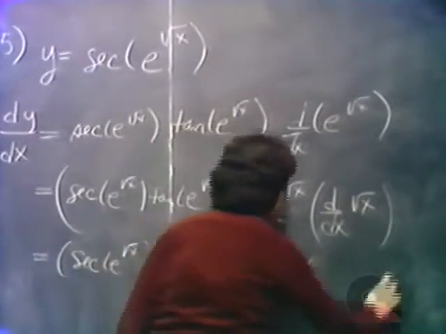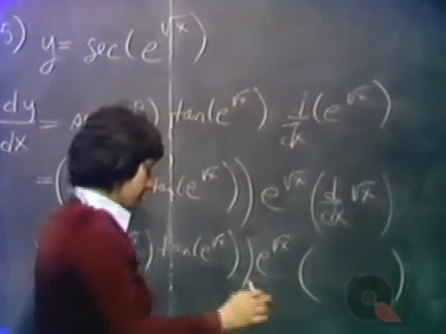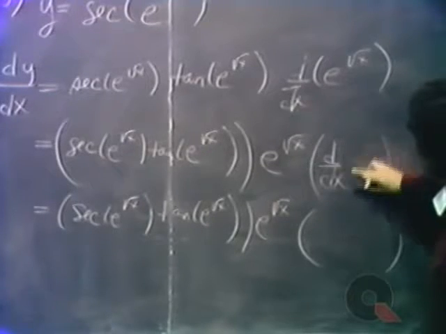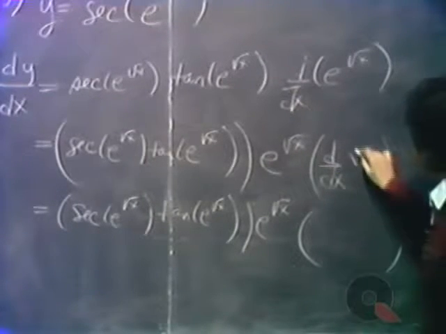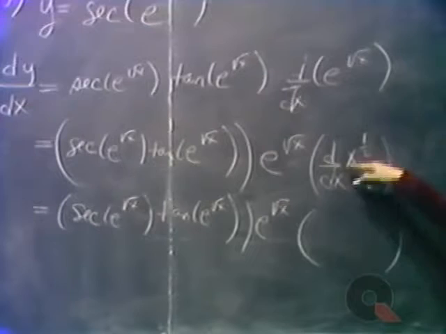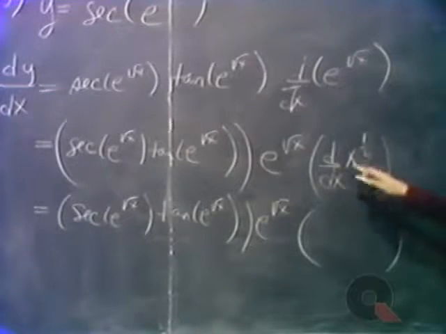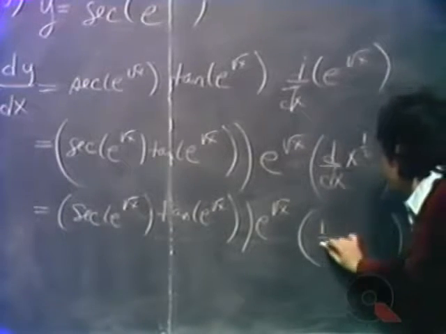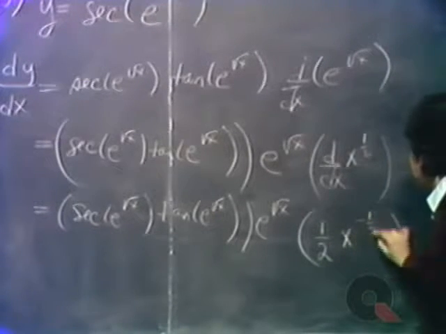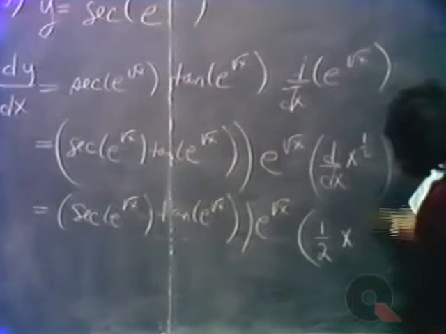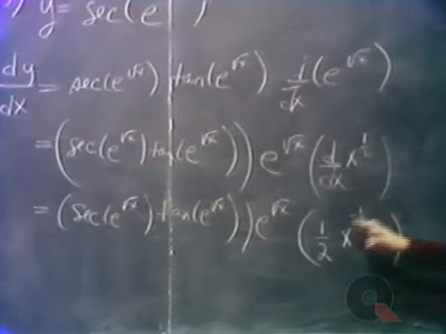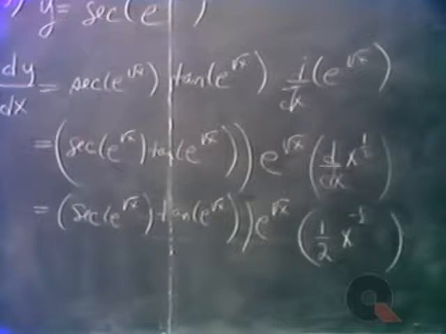Now we need the derivative of the square root of x. If it helps here, let's think of the square root of x as x to the 1/2 power. This is x to the n. It's n x to the n minus 1. When you differentiate it, that is 1/2 x to the 1/2 minus 1, or minus 1/2 power. 1/2 x to the minus 1/2 power.